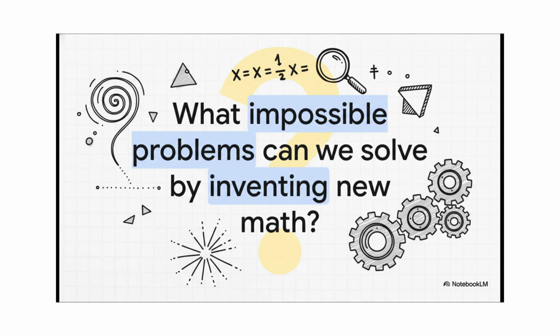And that kind of brings us to our final thought. We started this whole journey with a problem that seemed completely impossible to solve with the numbers we had. And the answer wasn't to look harder for a solution that was already there. The answer was to invent a new tool. It really makes you wonder, right? If inventing one new type of number can solve this impossible problem, what other impossible problems are out there right now just waiting for someone to invent the right kind of math to crack them wide open?